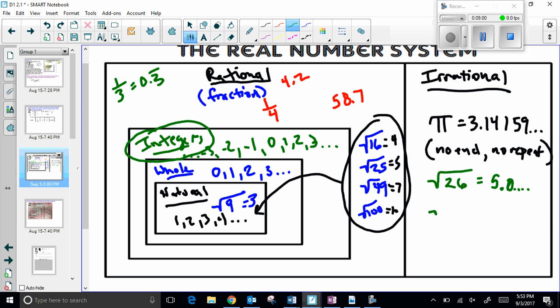Let's try another example. How about the square root of 42? Square root of 42 is irrational because it's not a perfect square. We're not finding the square root of a perfect square. Another one would be square root of 17 or something. All of the numbers that are in between these perfect squares, they will be irrational.